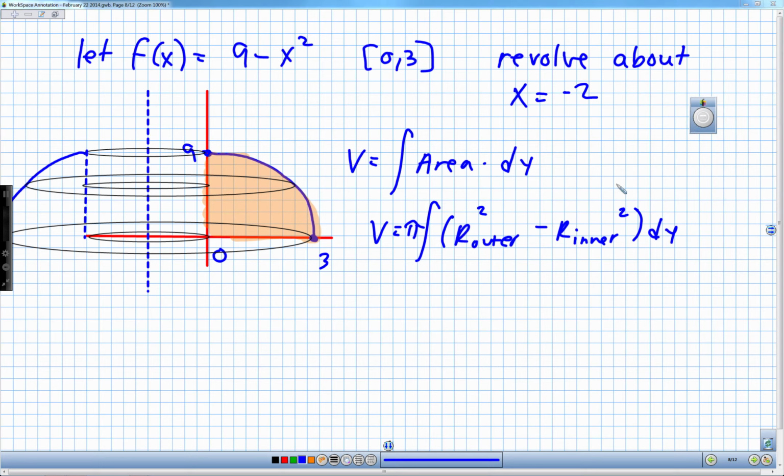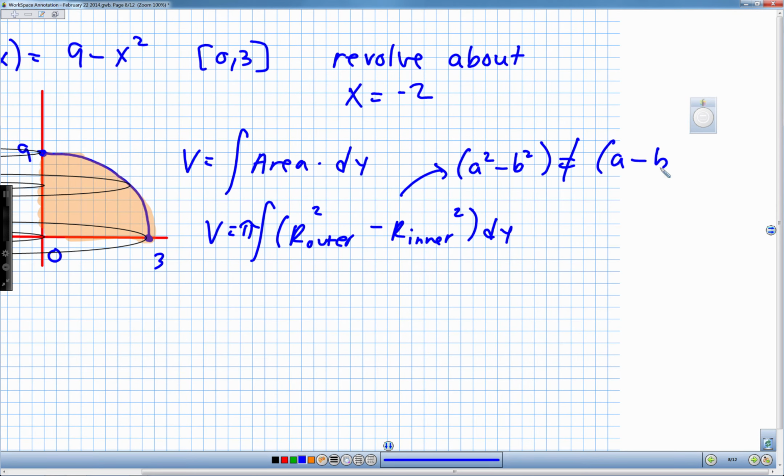And I just want to make a quick point because I see this happen all the time. Ladies and gentlemen, a squared minus b squared is not the same as a minus b squared. Please don't make that silly algebraic mistake. I see it all the time when students are computing these, and that's just silliness. So please avoid that.